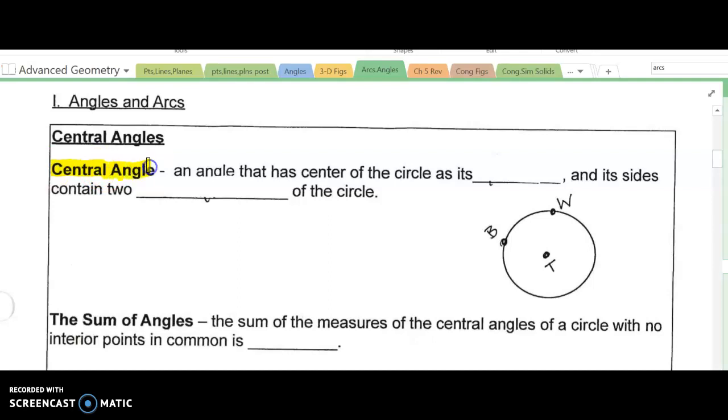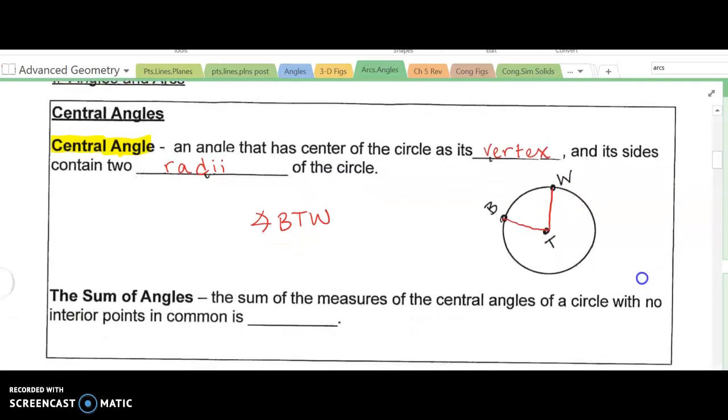A central angle is an angle that has the center of a circle as its vertex, and its sides contain two radii. So here we have a point on the circle B, a point on the circle W, and T is the center of the circle. So if I make angle BTW, then that would be a central angle because it's at the center of the circle. And we saw that when we dealt with regular polygons and finding the area of regular polygons.